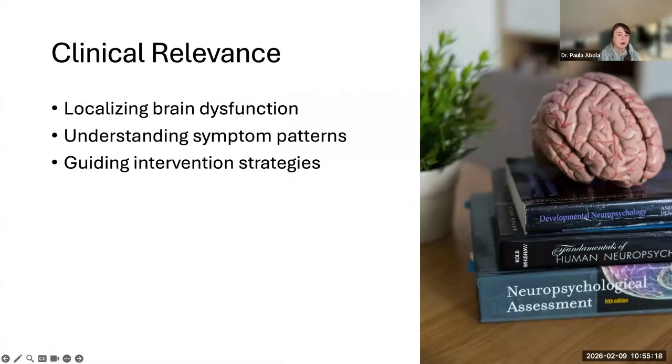And of course, why are we talking about all of this? Clinical relevance. Clinicians use knowledge of brain structure to make sense of neuropsychological assessment results in a meaningful way. Test scores on their own provide very limited information, as you know. It is the interpretation of patterns across multiple domains that allows clinicians to infer which brain systems may be functioning atypically. By understanding how specific brain regions and networks support cognition and behavior, clinicians can move beyond surface level performance and link assessment findings to underlying neural mechanisms.